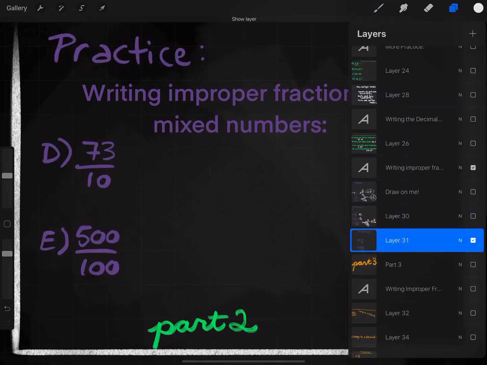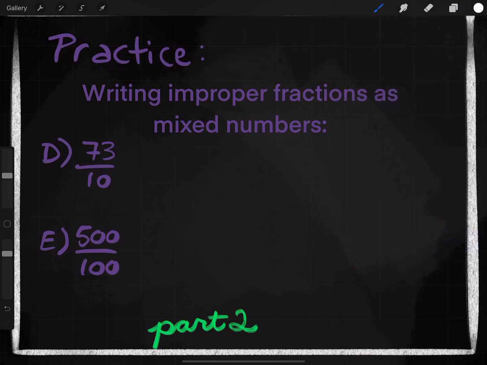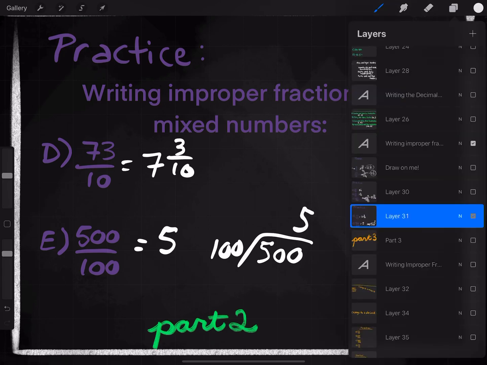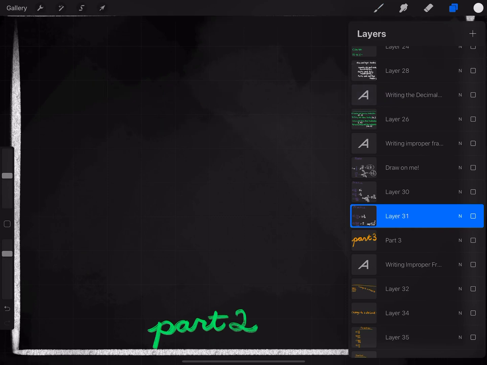All right, we have just a couple more practice problems. Go ahead and try these. Pause the video. So here we get 7 and 3/10. And here we'd get 5, because 500 divided by 100 is just 5, and there's no remainder. Okay, hopefully that refreshed your memory a little.